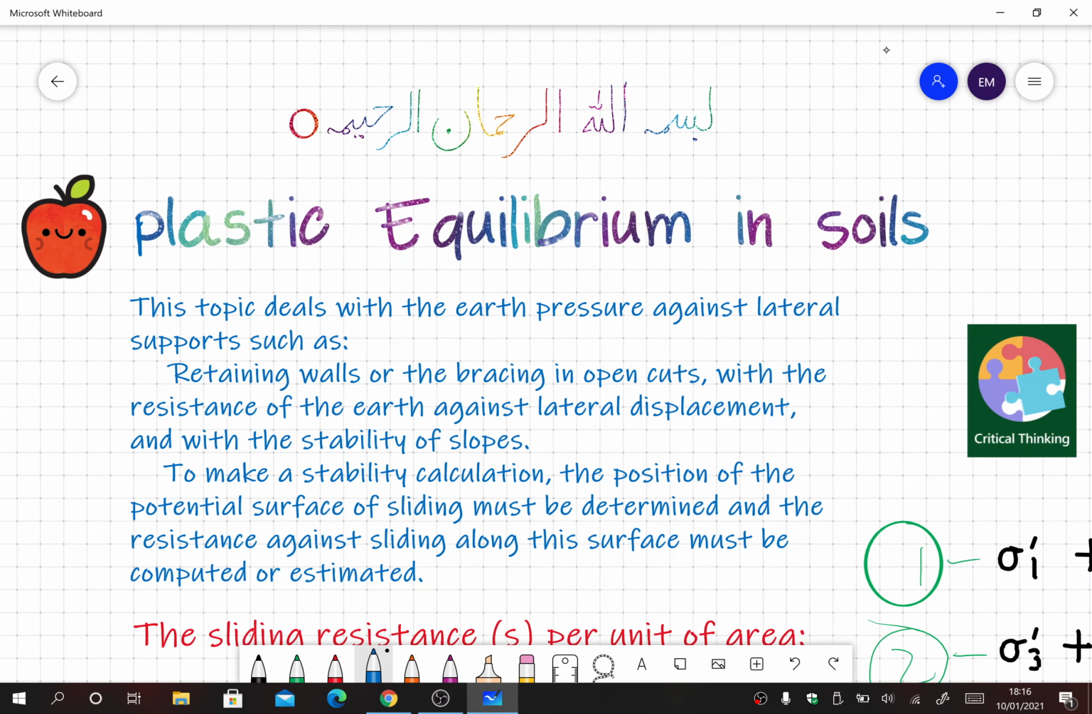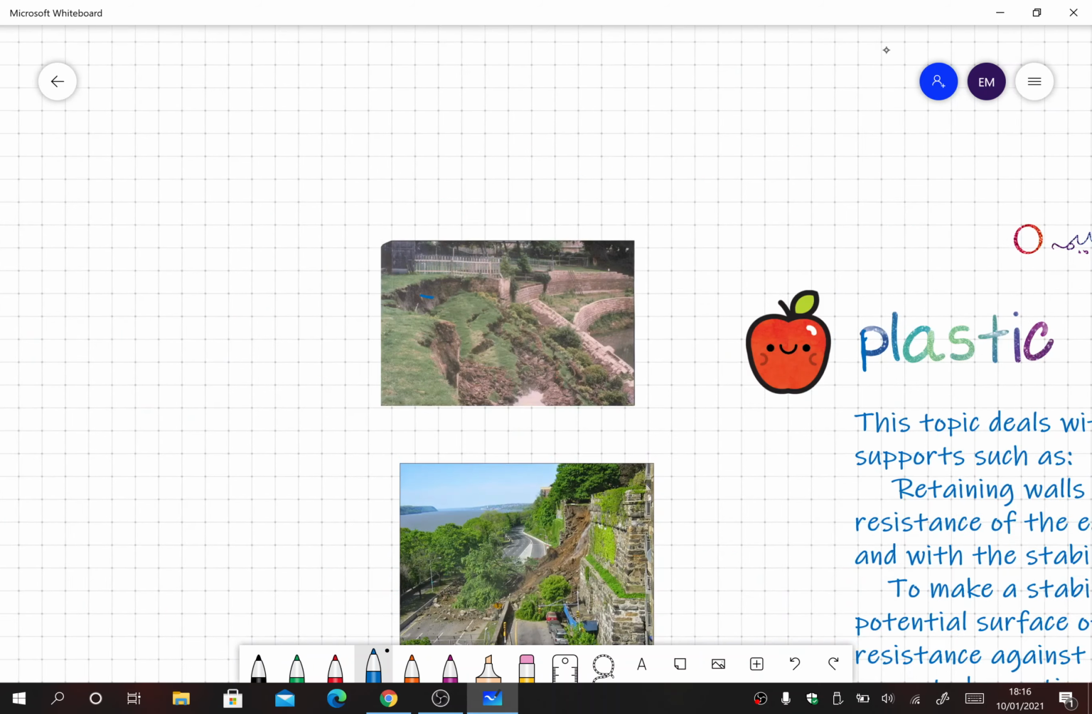Bismillahirrahmanirrahim. In our today's lecture, we'll talk about plastic equilibrium in soils. To make it sound a little easier, you can simply say that we will see how a soil behaves behind a retaining wall. From our previous knowledge, we know that a retaining structure is, as the name suggests, a structure that is retaining something, and in our case, it is retaining some soil.